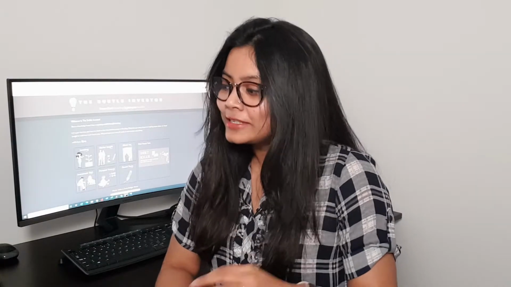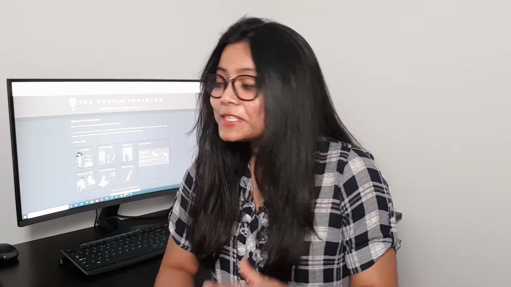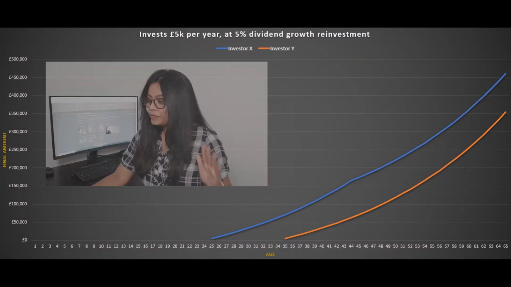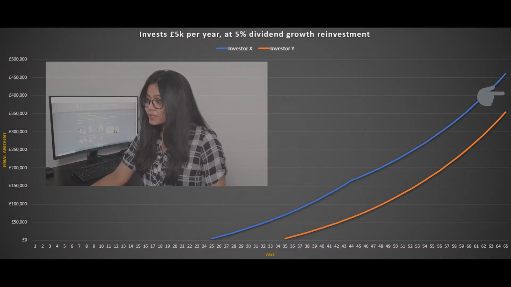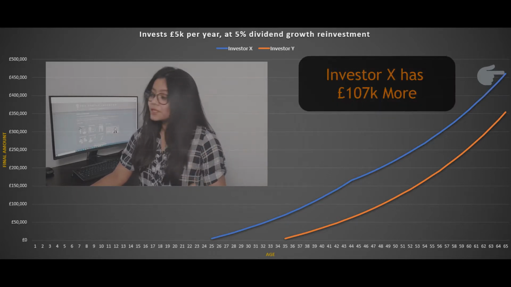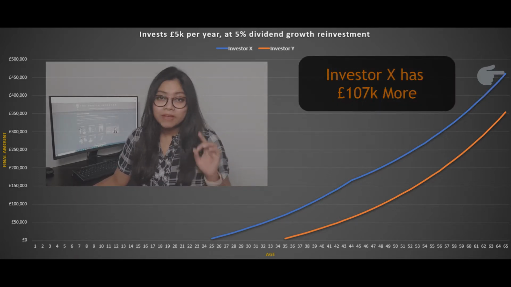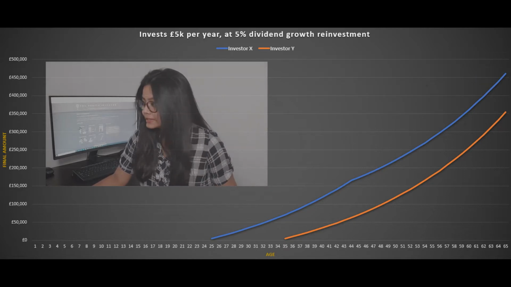Okay, the results are in. Pay close attention to this chart. It took me some time to figure out what was actually going on, and my spreadsheet was going a little crazy at this point. The answer is Investor X has more money in her account even though she only invested for 20 years compared to Investor Y who invested for 30 years. I found this really powerful. I think this graph really highlights the importance of starting to invest early.